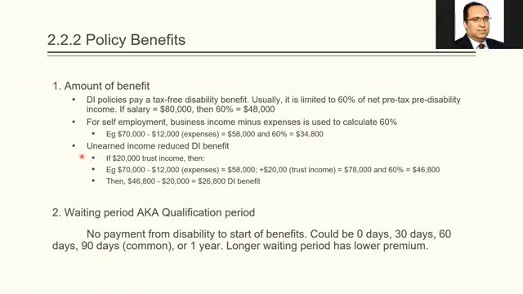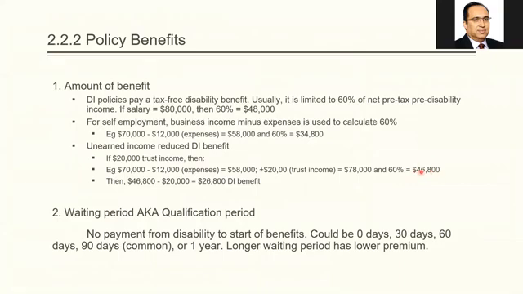And if the person has unearned income, it reduces the DI benefit. So if the person has $20,000 trust income, so if they have investments and they're getting regular income from it, then the way to calculate that is we take $70,000 and we minus the expenses from it. Same way as we did here, we end up with $58,000. But now we add the trust income to it. So when we add the trust income, we come up with 78,000. Then we take 60% of that, which results in 46,800. So this is what we do here.